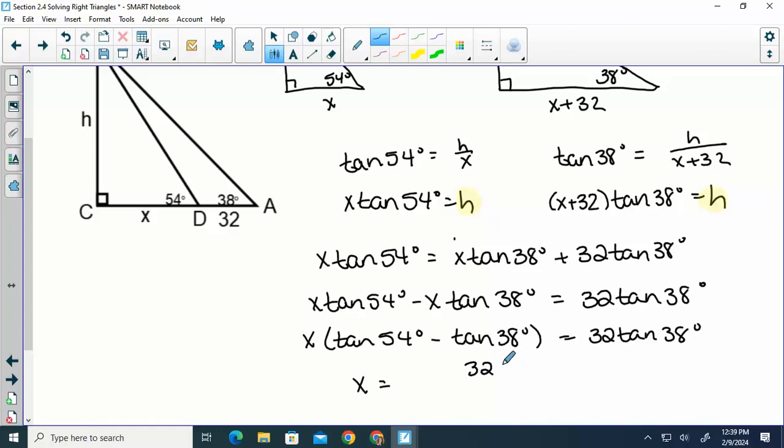so we have 32 tangent of 38 degrees divided by tangent of 54 degrees minus the tangent of 38 degrees. Yes, we could have cleaned this up a lot if we had evaluated those tangents earlier, but I'm trying to keep my answer as accurate as possible, so I want to avoid that if we can.